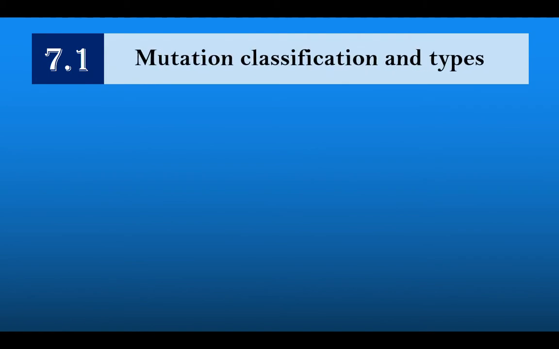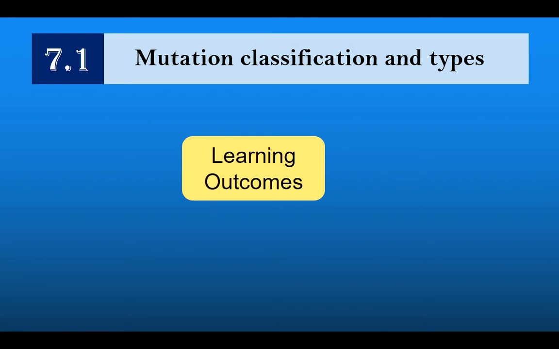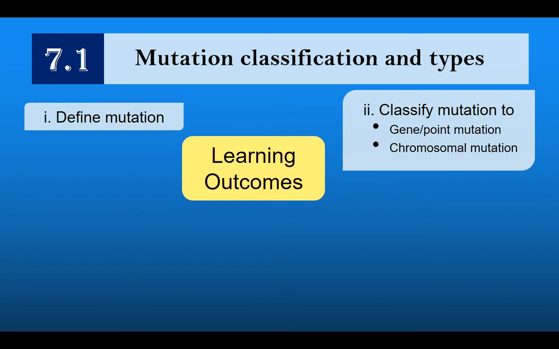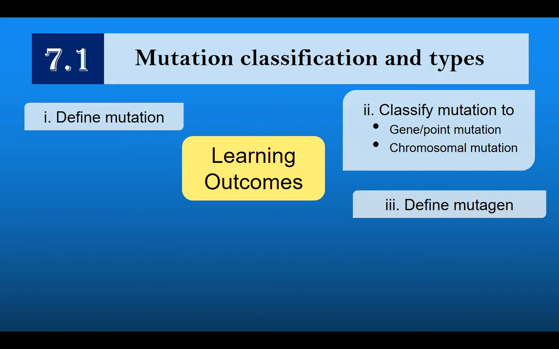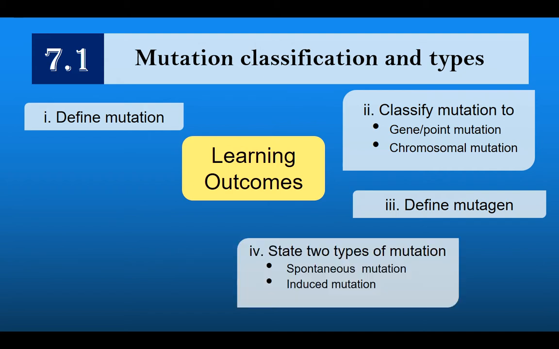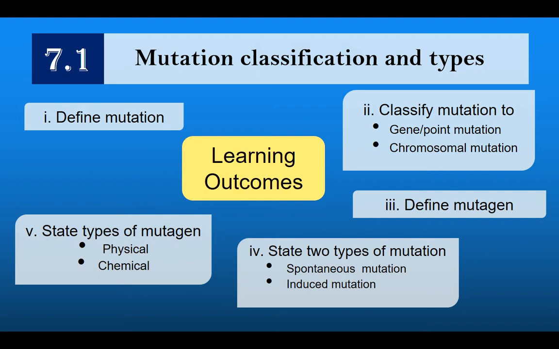7.1 Mutation classification and types. There are 5 learning outcomes for this subtopic. First, define mutation. Second, classify mutation into gene mutation and chromosomal mutation. Third, define mutagen. Fourth, state the types of mutation. And state the types of mutagen.